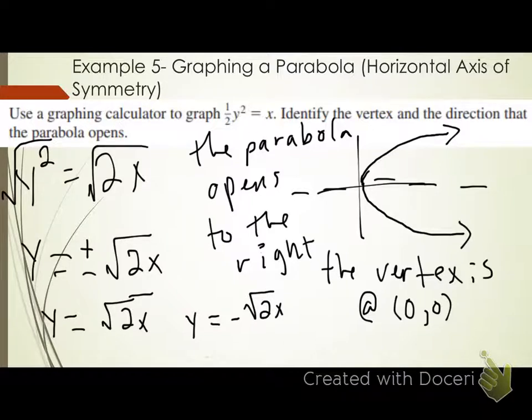Yep. Is that A? So the parabola opens to the right. The vertex is at 0, 0. And that's all it asks me to identify, correct? So I'm done with example 5. Not too bad? Just make sure you use the plus or minus to complete your parabola on your assignment today. Okay? Can I move on to example 6?